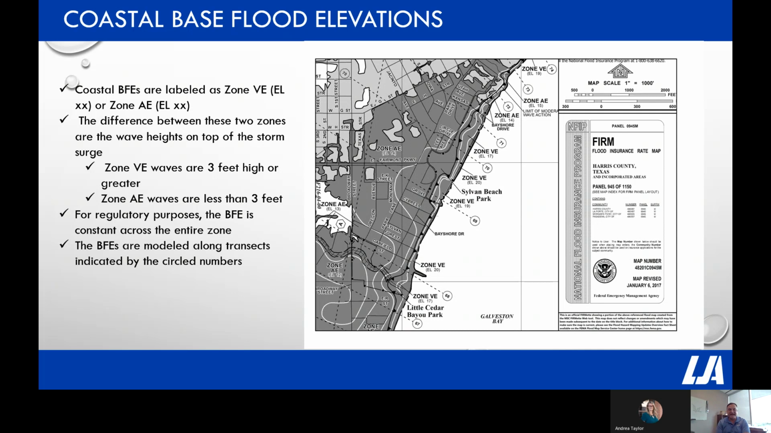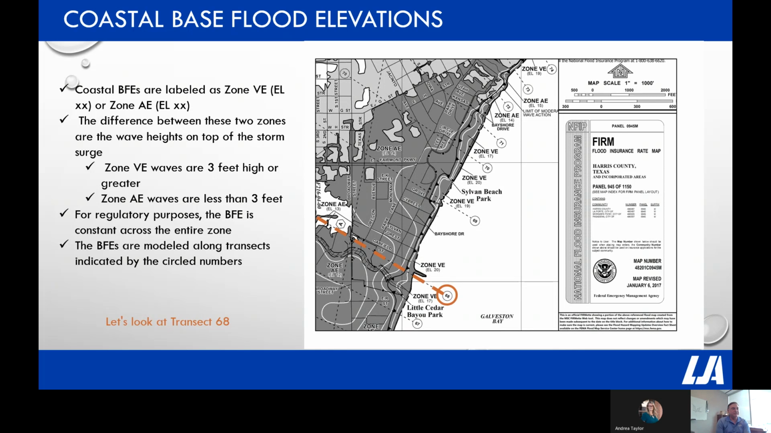So you can have a slab in a coastal AE zone. You need to have a structure elevated on piers in a coastal VE zone. And again, the only difference is how tall are the waves. They're both created by the storm surge. They're both created by wind action creating waves on those.